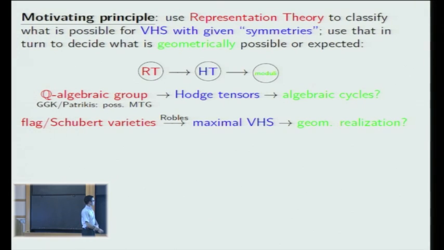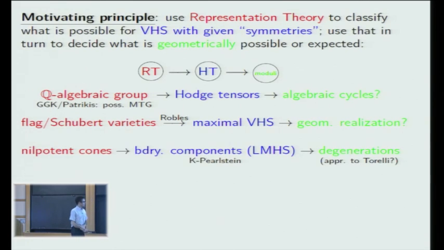So if we think in terms of flag varieties, which are the compact duals for Mumford-Tate domains that Colleen introduced, and I look at Schubert varieties inside those, if I know the maximal dimension of a Schubert variety, for example, then I can figure out what's the maximal dimension of variation of Hodge structure in terms of the image of the period mapping, and then I can ask about geometric realizations of this. If I can classify the nilpotent cones of commuting nilpotent elements in the Lie algebra, then this leads to classification of boundary components and hence to potentially degenerations of algebraic varieties, which would have applications to Torelli.